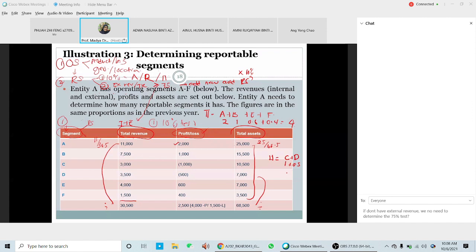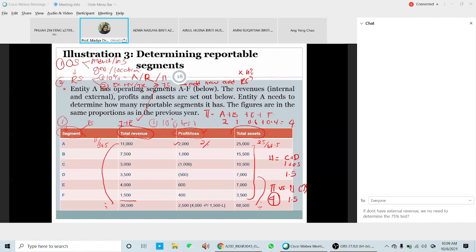So you're going to have 1.5 here. For the profit, you need to compare between profit and loss, and then choose the higher of the two to become the denominator. The profit that we have here is 4. The loss that we have here is 1.5. So the higher will be the profit, so 4 becomes the denominator.